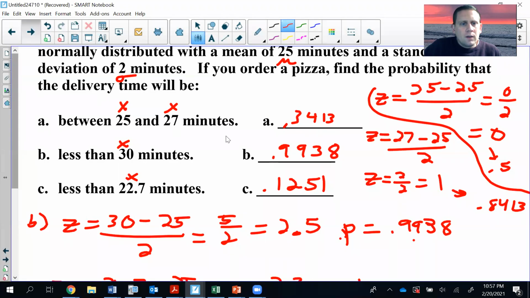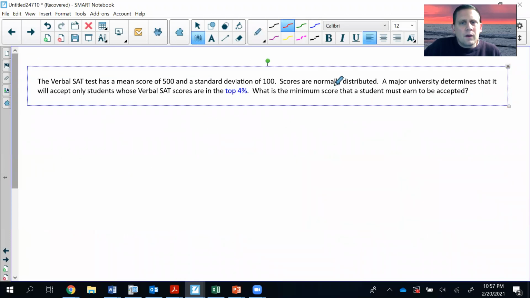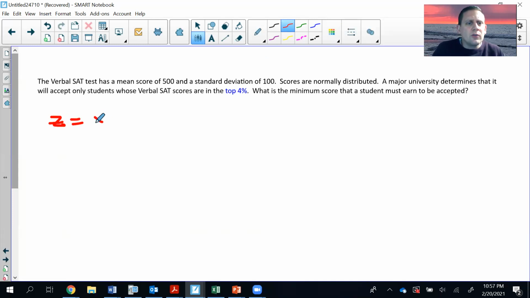Okay. So I put it on a smart notebook file so that I could possibly write on it. So what we're looking for, we need to find our Z value. And then we need to find our X. X is the raw score. So we need to find our Z value from the table first.